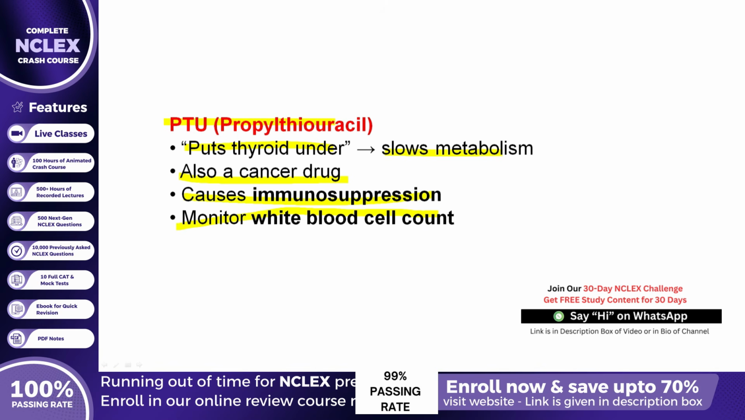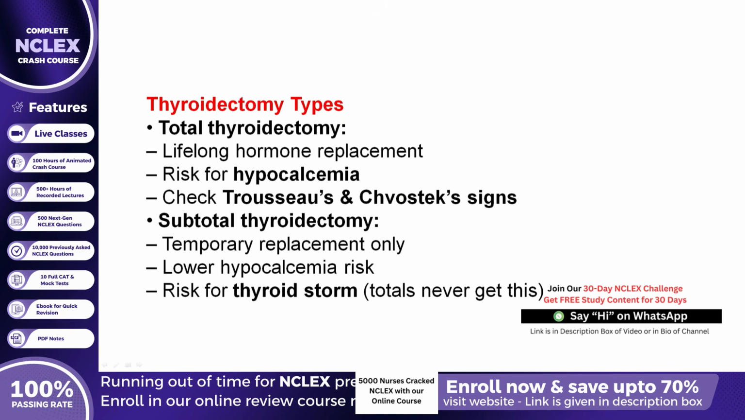Moving forward to thyroidectomy types, we start with a total thyroidectomy, where the patient will require lifelong hormone replacement. Another essential point for total thyroidectomy is that there is a risk for hypocalcemia. Because of that risk, the nurse must check for Trousseau's and Chvostek's signs.